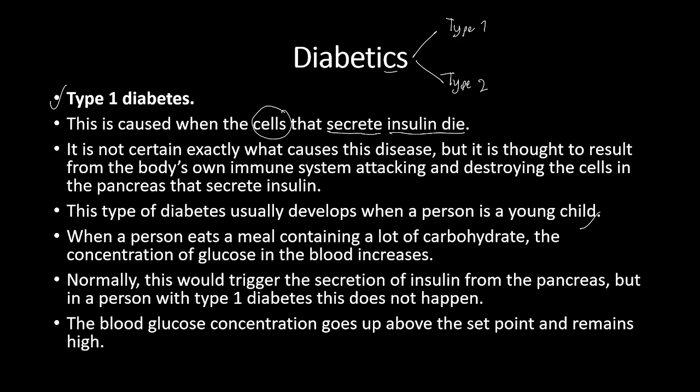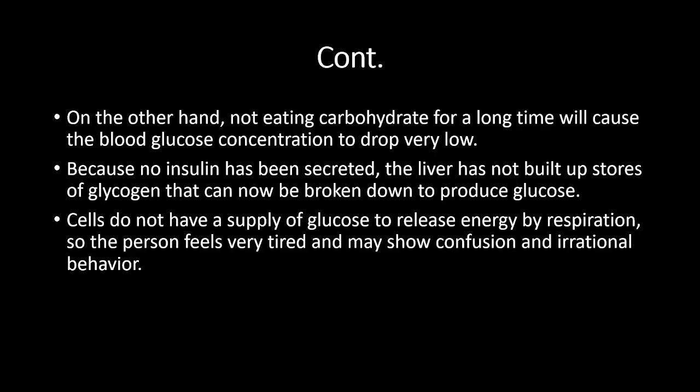Normally, the pancreas is triggered to secrete insulin when BGC is high, but in type 1 diabetes, this does not happen. The blood glucose concentration goes up above the set point and it remains there. Now we know that too much of something or too little of something is never good, right?